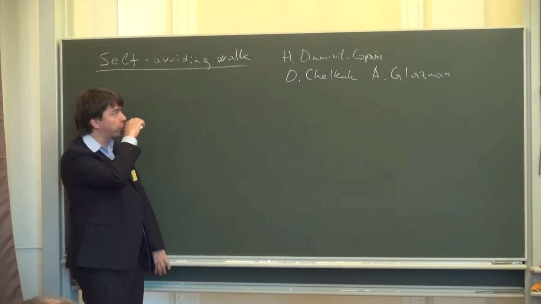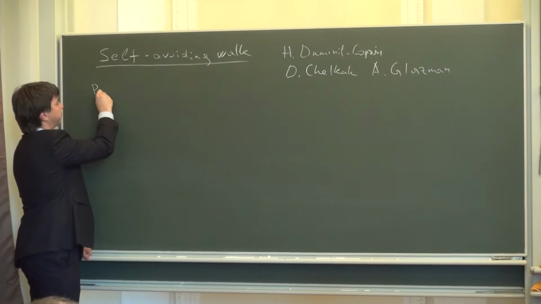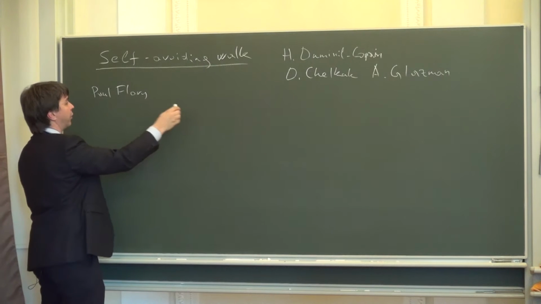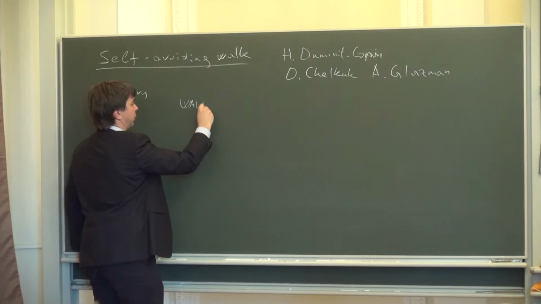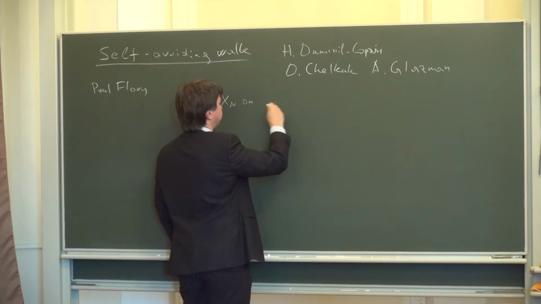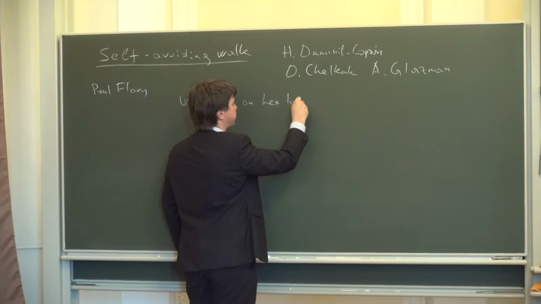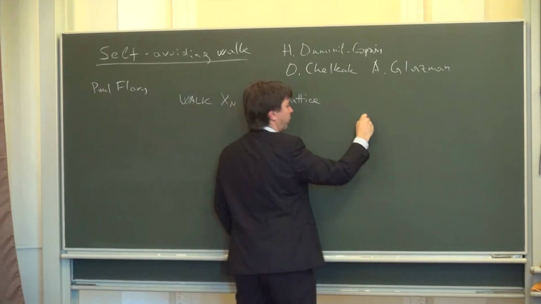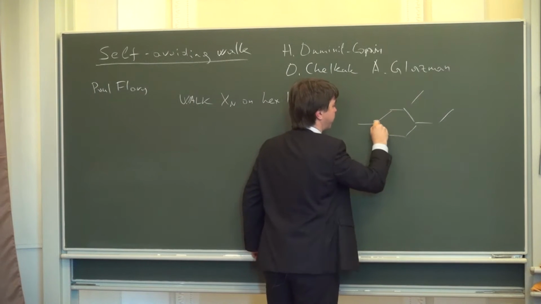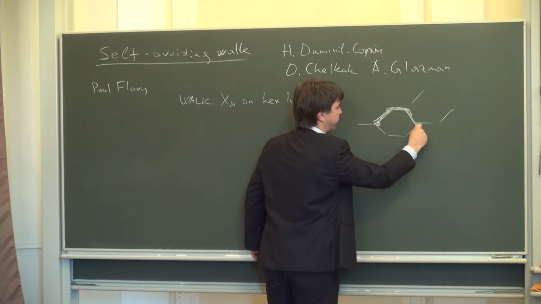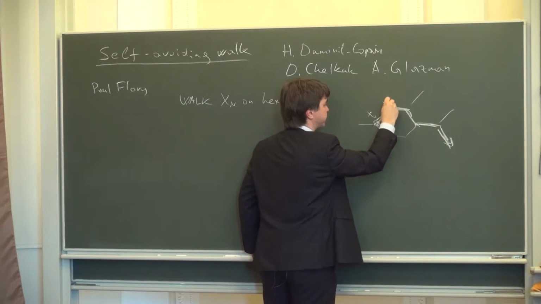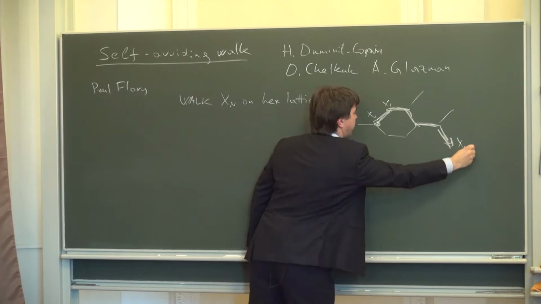But the very simple model and the question posed by Paul Flory was that you take a walk, let's say x_n, on some lattice. I will use the hexagonal lattice because then this model is integrable. Basically you start from the origin and then you walk in some direction: 0, x_1, and so on, x_n.